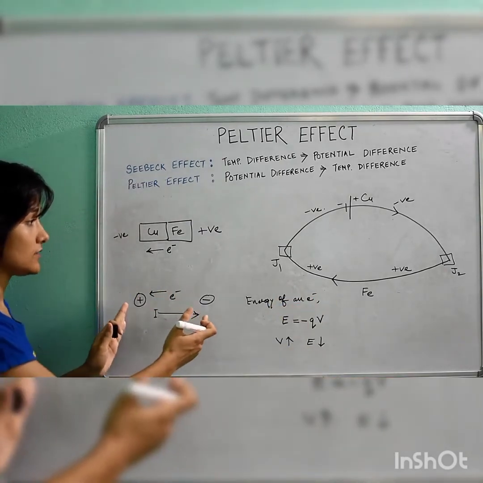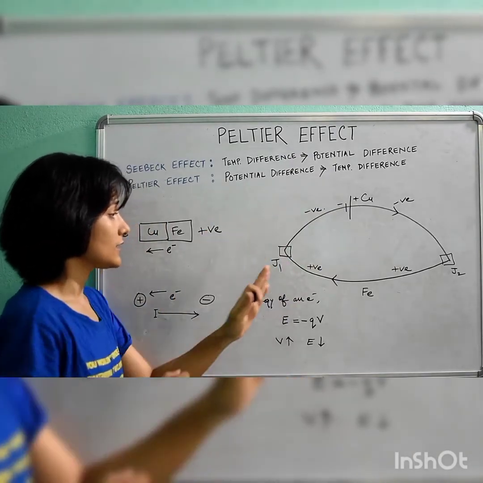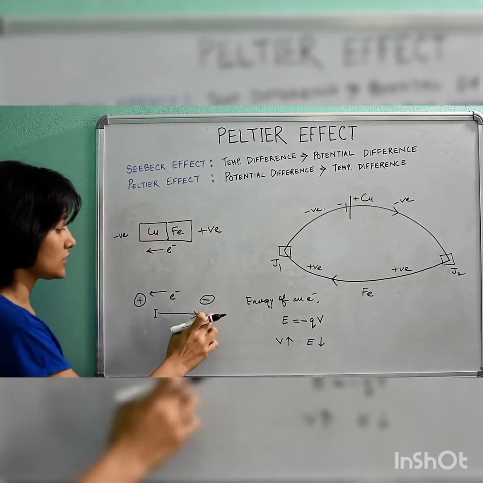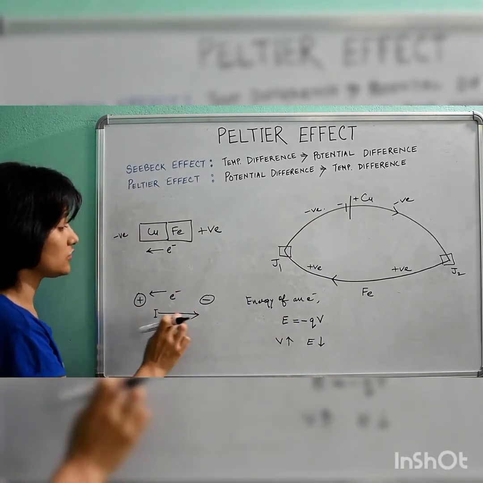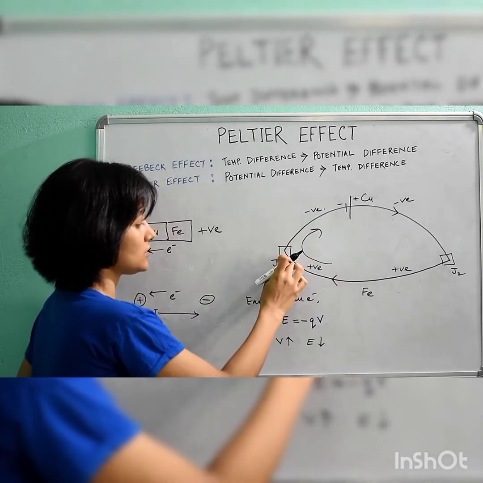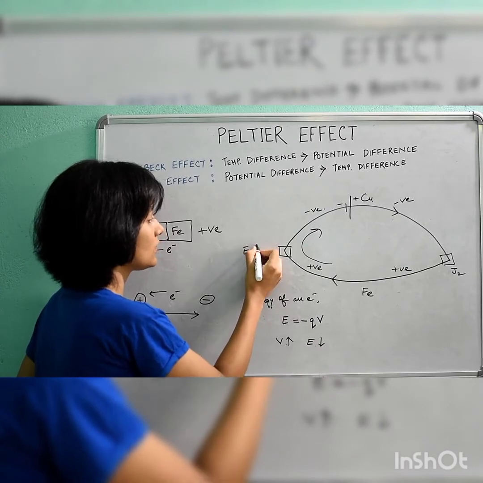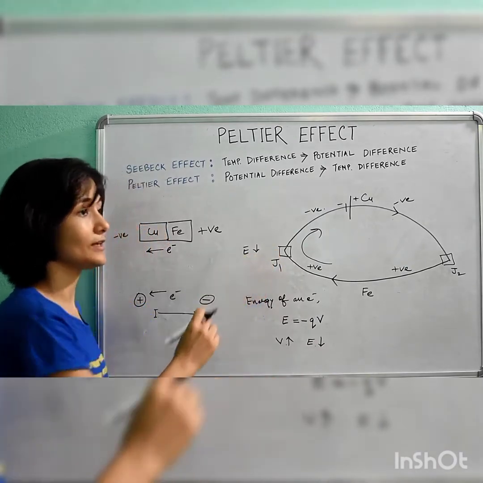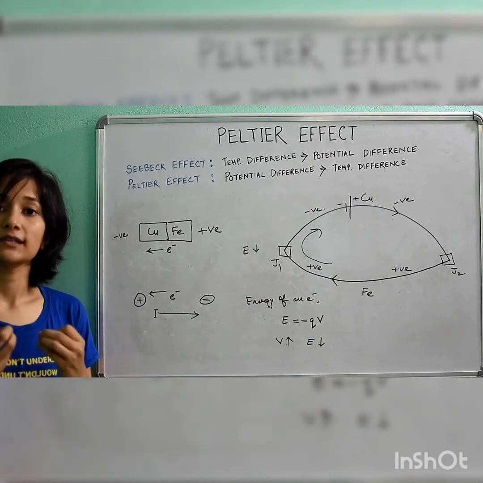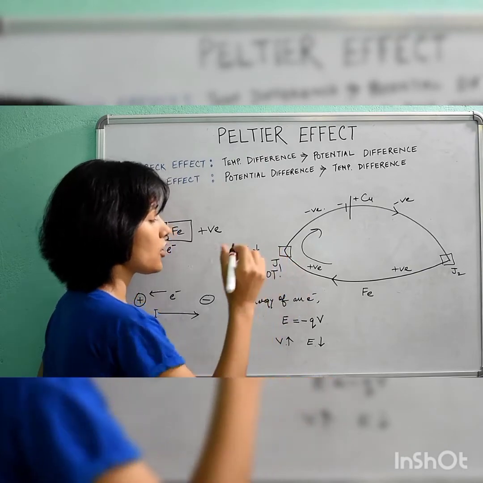So let us put this concept here in junction J1. What will happen in junction J1? The current is flowing from a positive to a negative potential, which means the current is flowing from a higher to a lower potential. So in junction J1, the potential seen by the electrons is increasing, so the energy has to decrease. The energy decrease implies that energy is being liberated. So when the energy is liberated, this junction will automatically get hot.